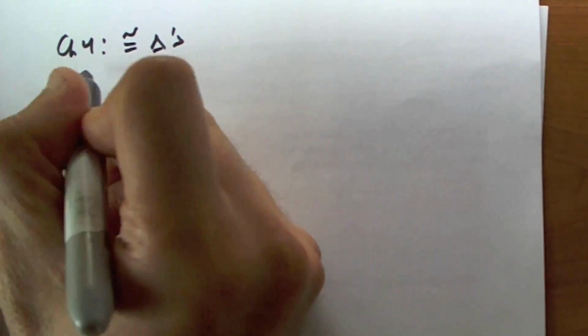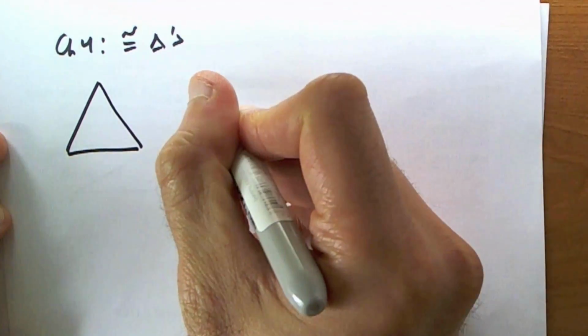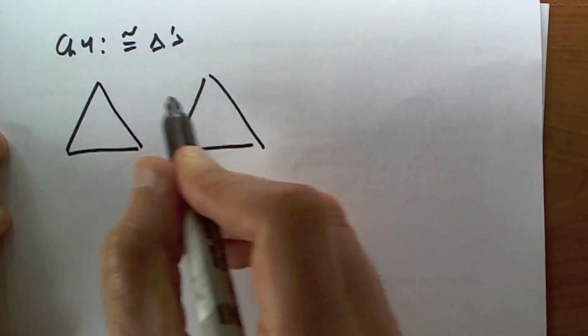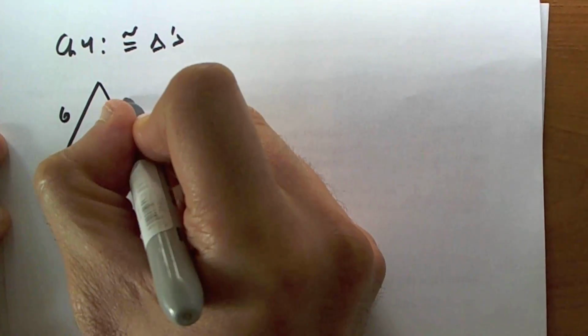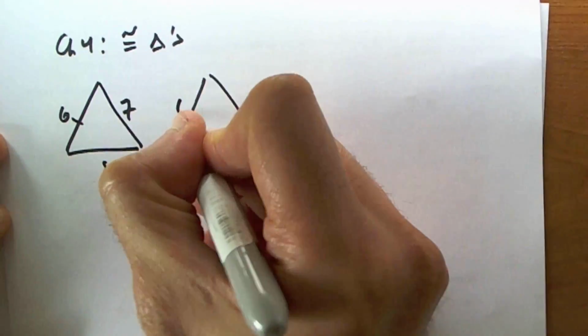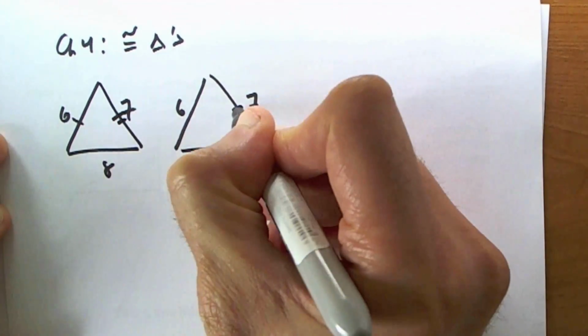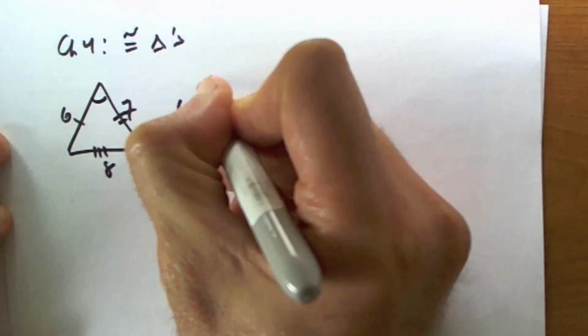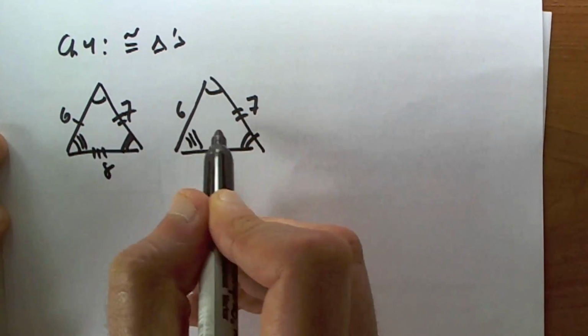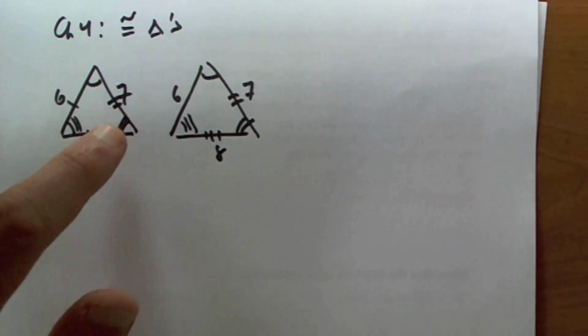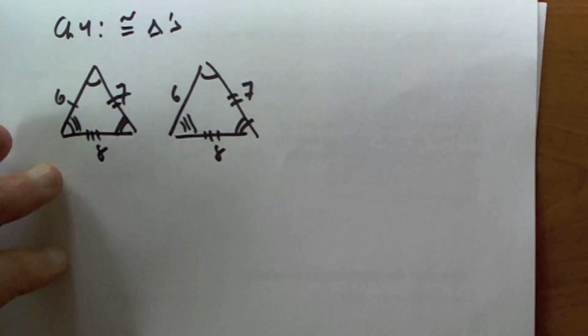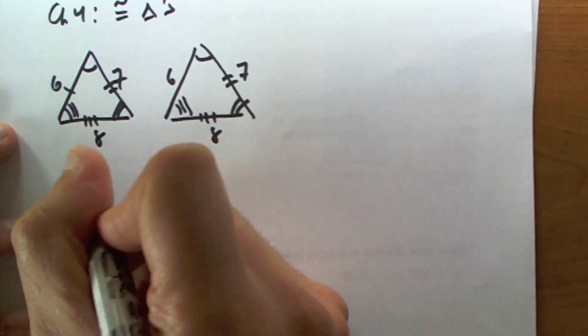If you remember, chapter 4 was all about congruent triangles, and that means the triangles are going to be exactly the same size and exactly the same shape. So if this was 6, 7, and 8, this would have to be 6, 7, and 8. And all the angles would also have to be congruent. Congruent means all the sides and all the angles are exactly the same. But if you remember from chapter 4, we didn't actually have to prove all the sides and all the angles congruent. We actually learned some shortcuts.